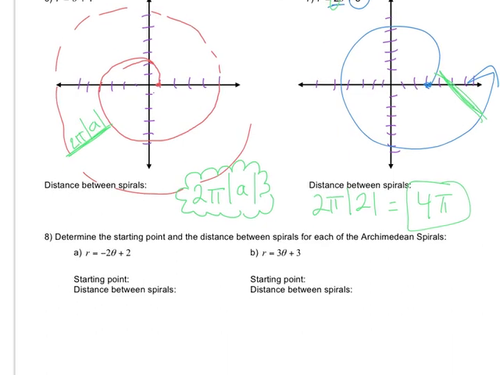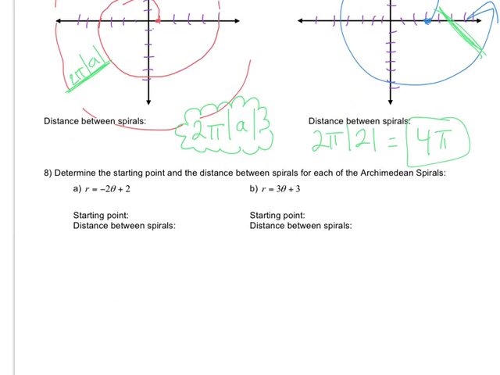So, for example, we have just two equations down here. And for Archimedean spirals, I'm hoping that in the future you'll be able to look at this and tell me that's an Archimedean spiral. This 2 right here tells us that it has a starting point at x equals 2, so a starting point of (2, 0). The distance between each set of spirals is going to be 2 pi times the absolute value of A. So 2 pi times the absolute value of negative 2. So the distance between spirals on that spiral is 4 pi.